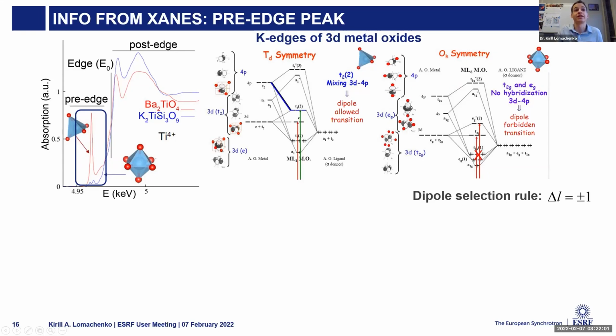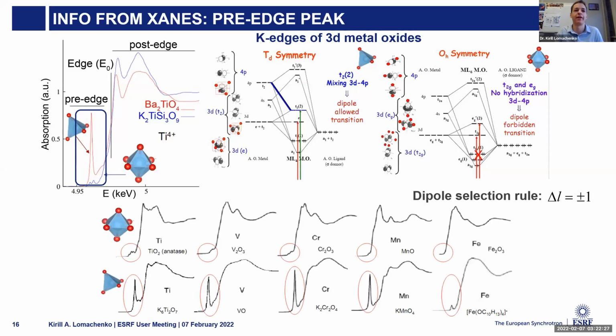And so it becomes possible in the tetrahedral case because of this hybridization of orbitals. So the 3D gets some 4P character and the intensity jumps a lot. So just looking at this data, at this spectrum, you can already say whether your material, titanium, is octahedral or tetrahedral. And that already can be a very important piece of information.